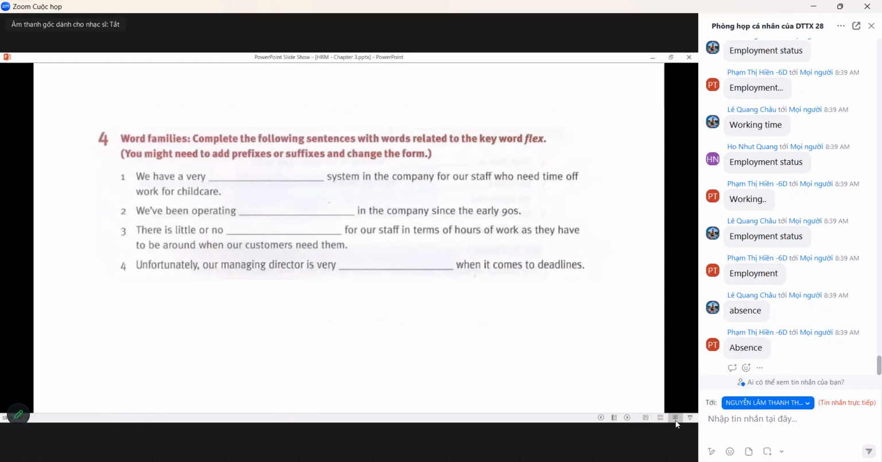Here, work families. You need to complete the following sentences with the words related to the keyword flex. Remember, flex. You can add prefixes or suffixes and change the form. Number 1, we have a very flexible system in the company for our staff who need time off work for child care.